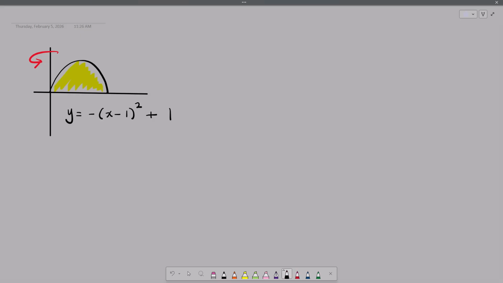Find V using shells. Just set it up. So start that. The shells, cylindrical shells. I'm going to fill my water while you remind yourself how to find a cylindrical shell.